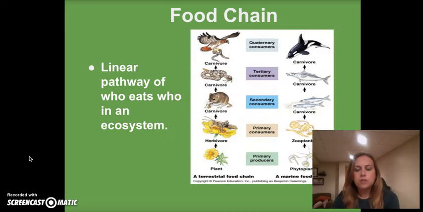Now you're going to hear people talk about both food chains and food webs. So a food chain is going to be the linear path of who eats who in an ecosystem. So you see here we start with the primary producer. Here you got terrestrial, here's a marine food chain. So primary producer, primary consumer, secondary consumer, tertiary consumer, and then quaternary consumer, so just these higher level predators.